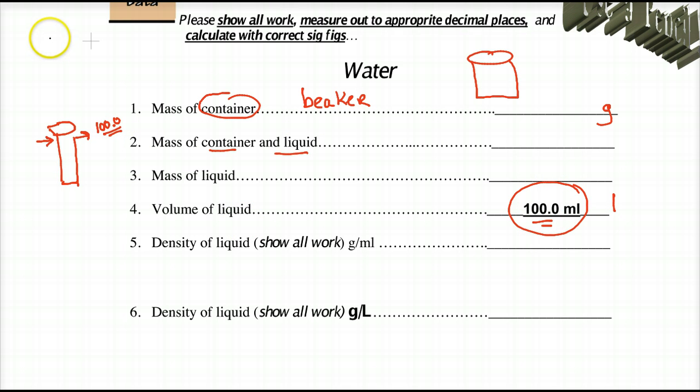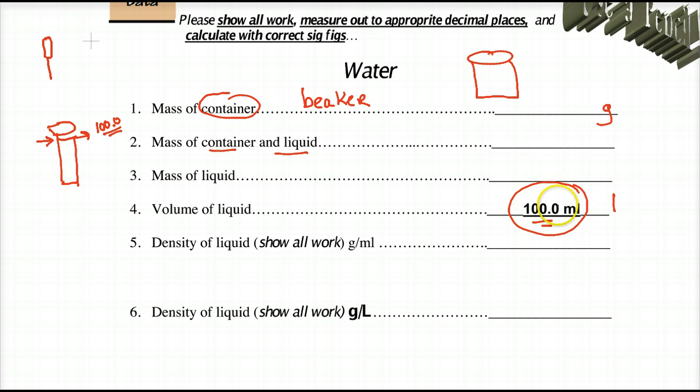Please use something called pipettes. They're little plastic bulbs at the end that will top off your level to get as accurate, or I should say precise, a measurement as possible to that 100.0 line. If you have extra, take some out. All of these materials can be dumped in and out of the sink, no problems. So once you measure 100.0 milliliters of the liquid, the water in this case, you're going to be doing the same thing.